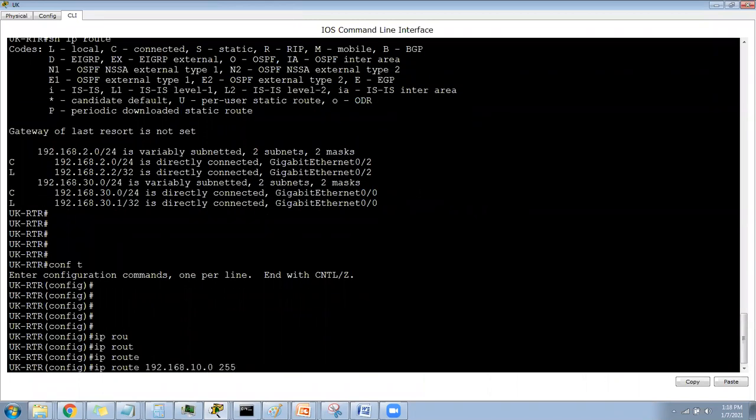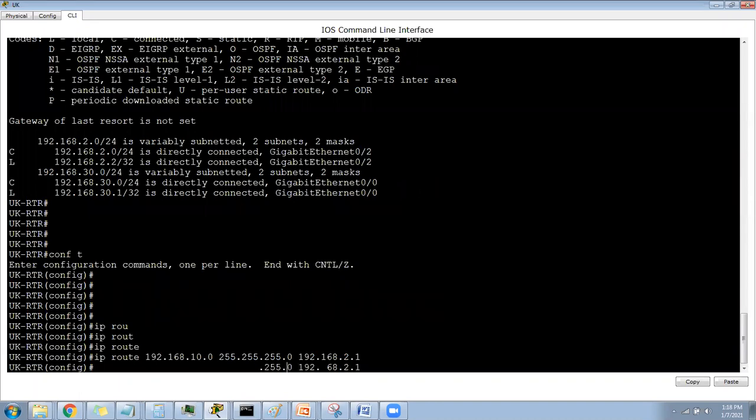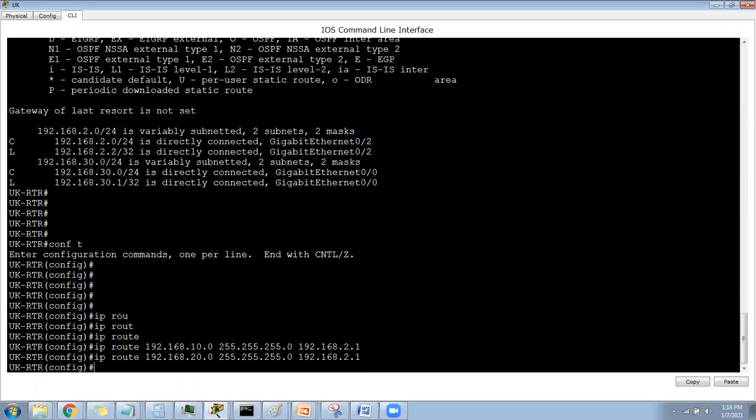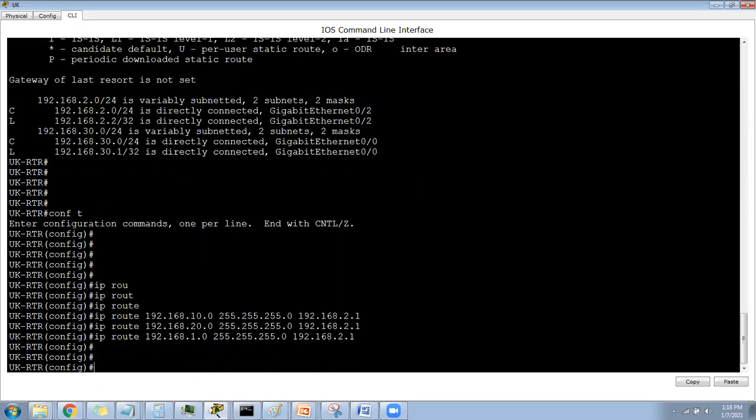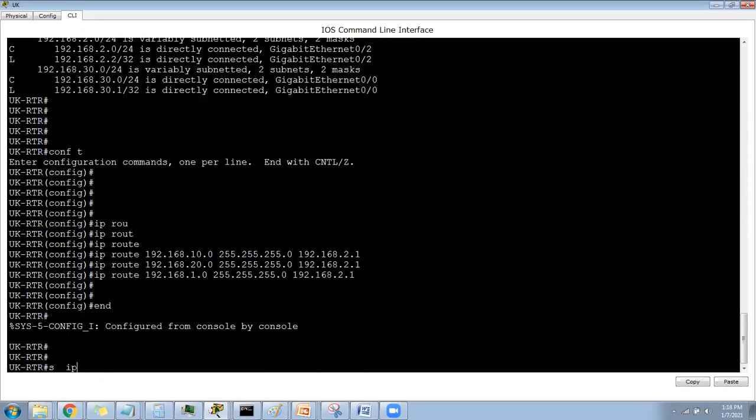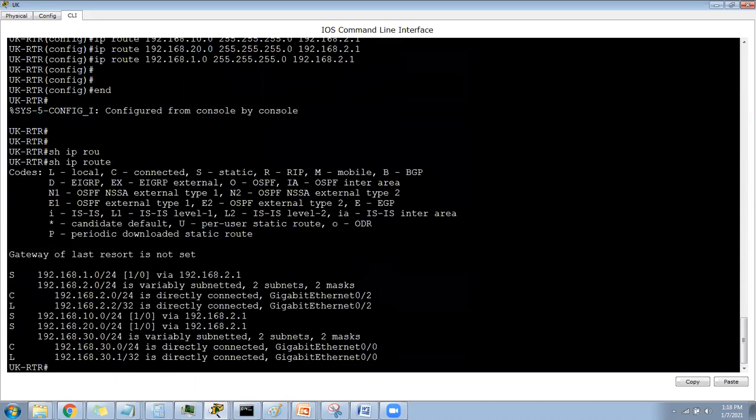192.168.10.0, 255.255.255.0, 192.168.2.1. Then I need to add the USA LAN. The next hop will be the same, and I need to add the WAN one, which is not directly connected. Next hop will be the same. Done. Show IP route. Can you see? I have 3 static routes now.